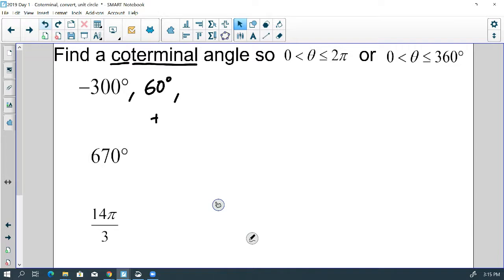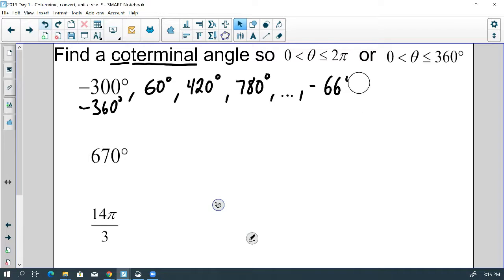And if you add 360 again, you would get 420. If you add 360 again, you get 780. And you could keep on adding and adding 360. You could also subtract 360. Subtracting 360 from here gives you negative 660. So needless to say, there are an infinite amount of angles that are coterminal to each other. You just add or subtract 360.